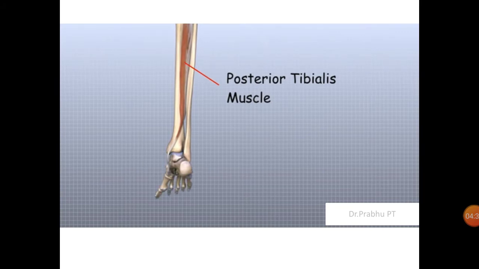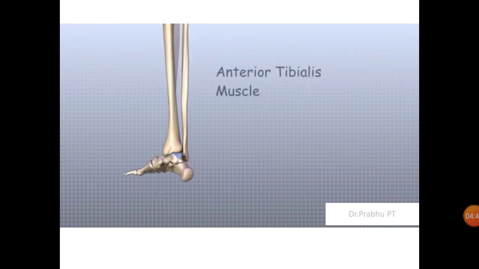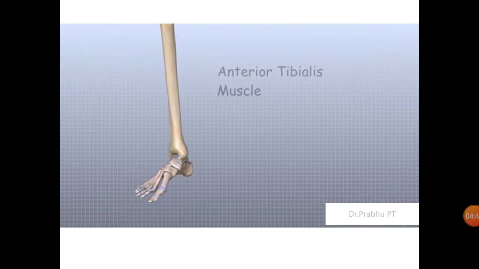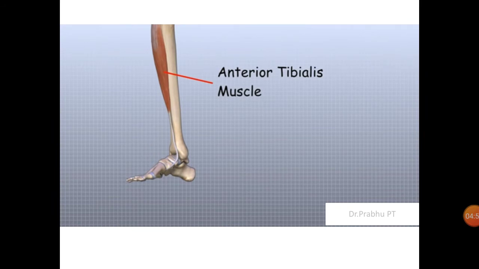Next, here we can see the muscle action. The tibialis posterior muscle action you can see over here. This is about the tibialis posterior. Next we see about the tibialis anterior, the muscle which is there on the anterior side. Here you can see the anterior.